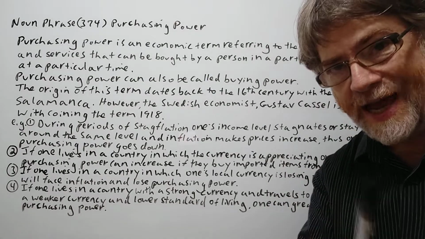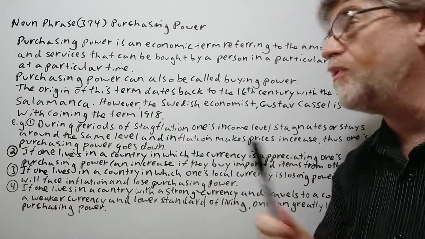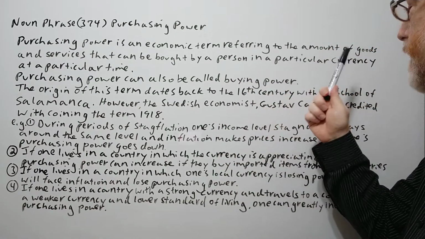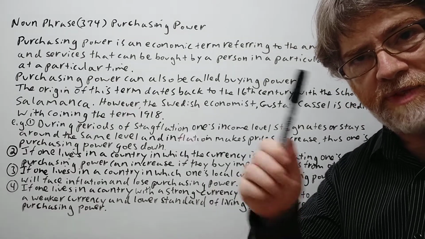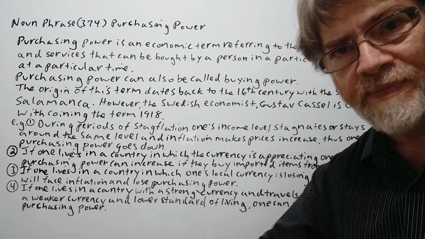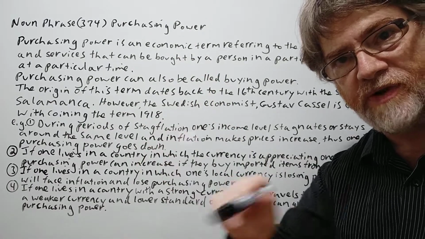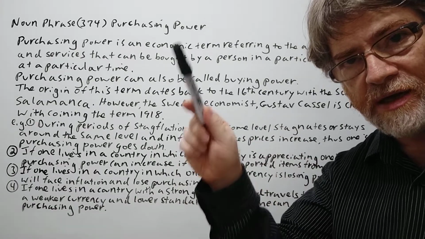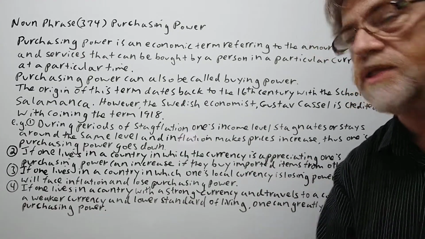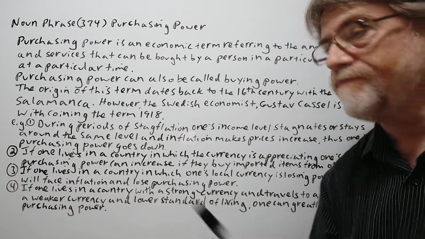Purchasing power is an economic term referring to the amount of goods and services that can be bought by a particular person in a particular currency at a particular time. So a currency, you know, the money that belongs to a particular country. Remember, currency sometimes can go up and down a little bit over periods. So sometimes a currency's value could be a little higher, sometimes it could be a little lower. All right, let's continue. Purchasing power can also be called buying power.